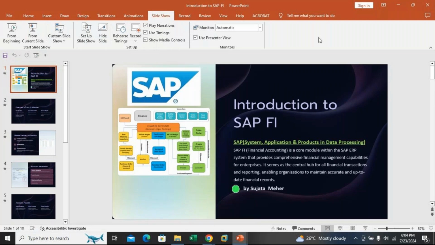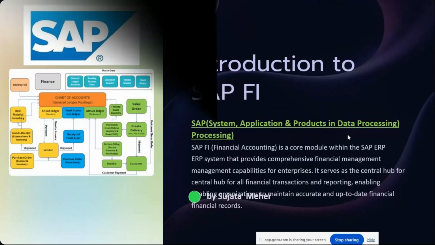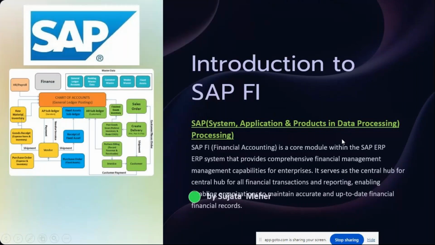What do you mean by SAP? SAP means Systems, Applications and Products in data processing. This presentation I already shared in the group when I started the classes. Today, one more time, I want to start from the beginning. So, introduction to SAP FI. SAP is the core module within the SAP ERP.